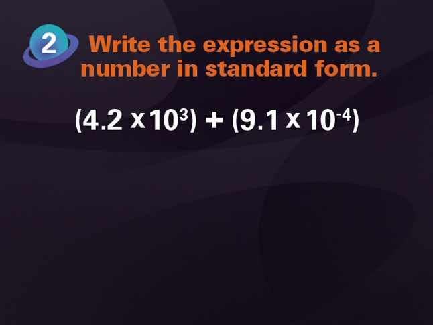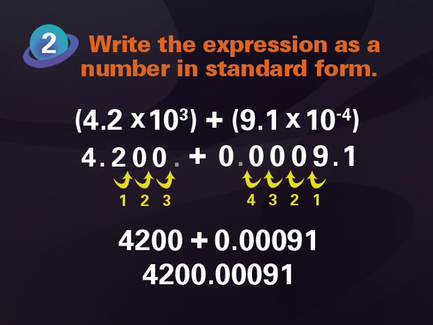In question 2 of challenge set 2, write the expression 4 2/10 times 10 to the 3rd power plus 9 1/10 times 10 to the negative 4th power as a number in standard form. First, write each number in standard notation. The first addend is 4,200. The second addend is 90/100,000ths. The sum is 4,291 hundredths.